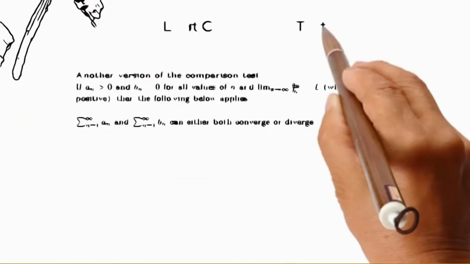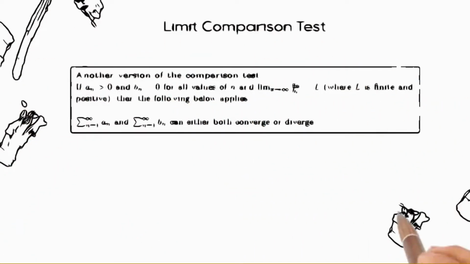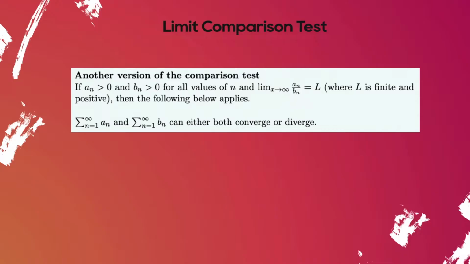Now let's learn about the limit comparison test. If a of n is greater than 0 and b of n is greater than 0 for all values of n, and the limit as n approaches infinity of a of n over b of n approaches a value L, where L is a positive finite constant, then the following relation applies. The series for a of n and b of n either both converge or both diverge.